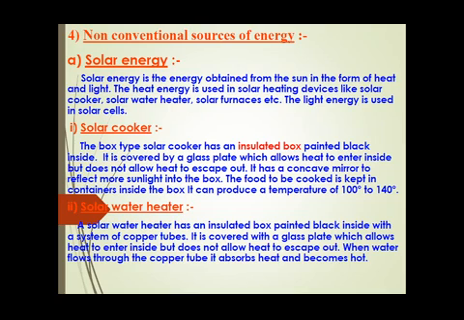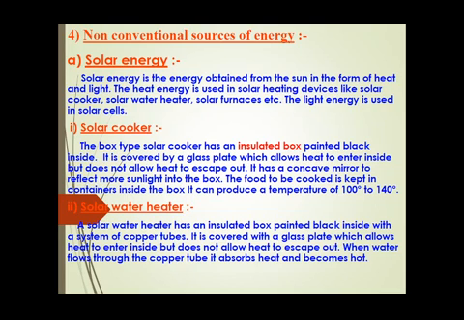So the two forms of energy, that is the heat energy and the light energy of the sun, are used in two different setups. First of all, heat energy is used in the solar heating devices. The examples are solar cooker, solar water heater and solar furnaces, and the light energy of the sun is used in the solar cells. So now let us start with the solar cooker first of all.